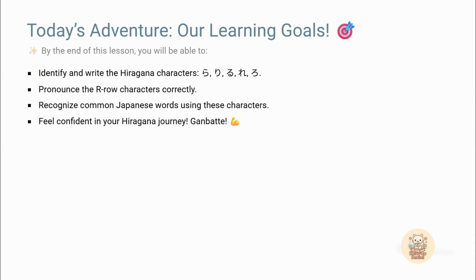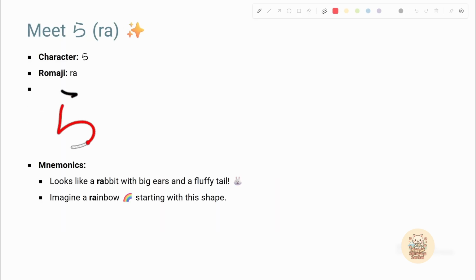So in today's adventure, our learning goals are, by the end of this lesson, you will be able to identify and write the hiragana characters ra, ri, ru, re, ro. We are going to be able to pronounce the R-row characters correctly. We are going to recognize common Japanese words using these characters, and lastly, we are going to feel confident in our hiragana journey.